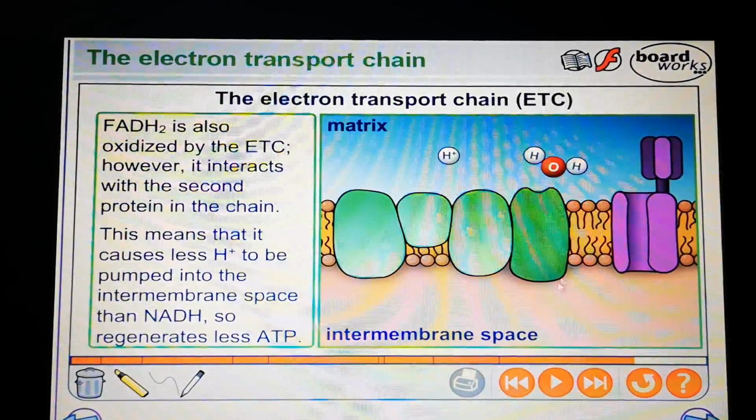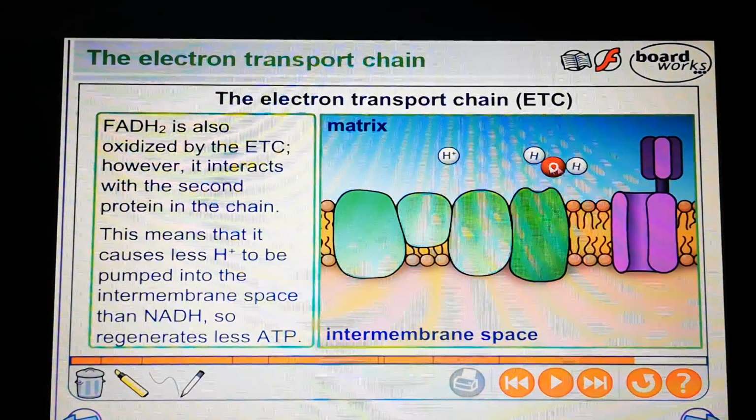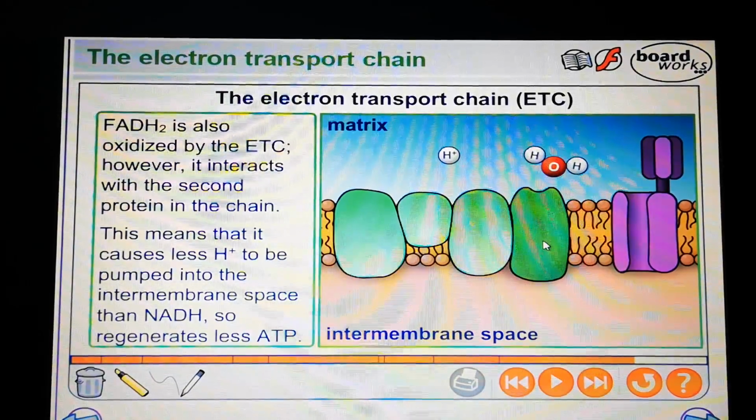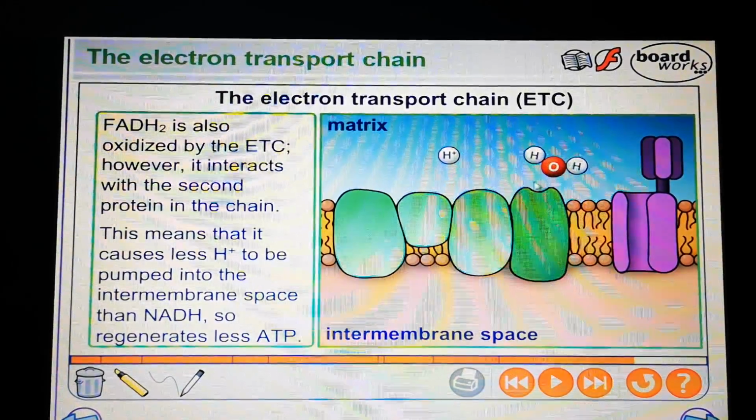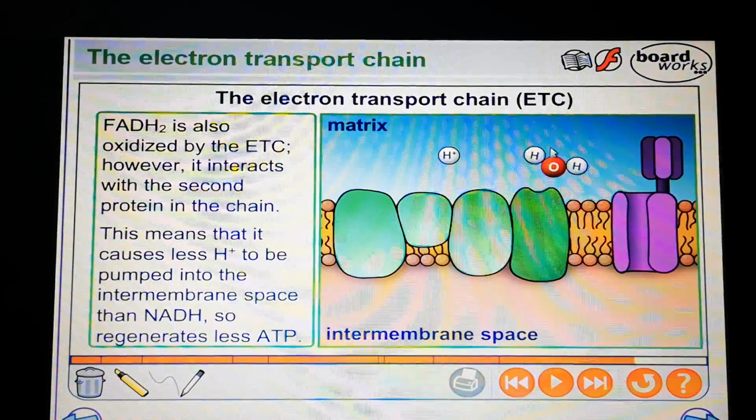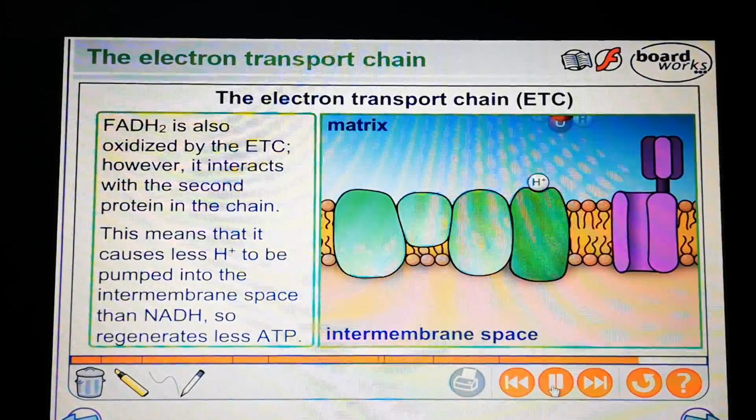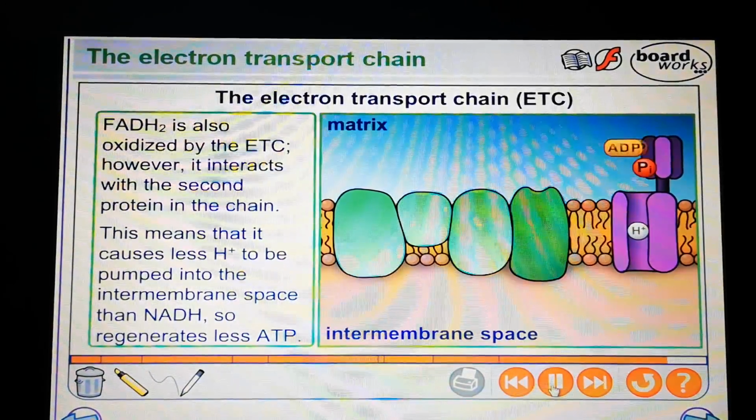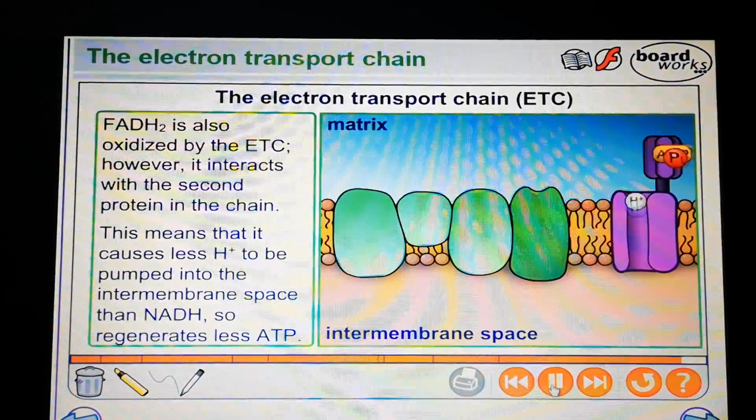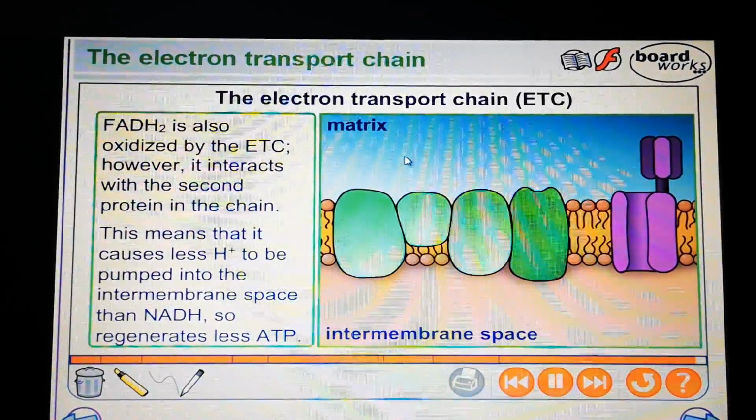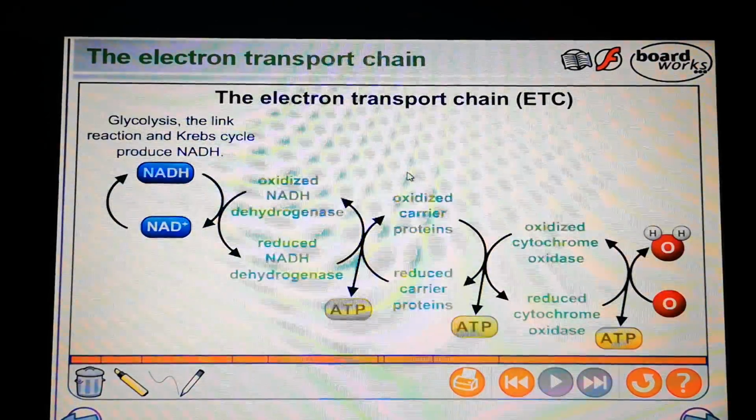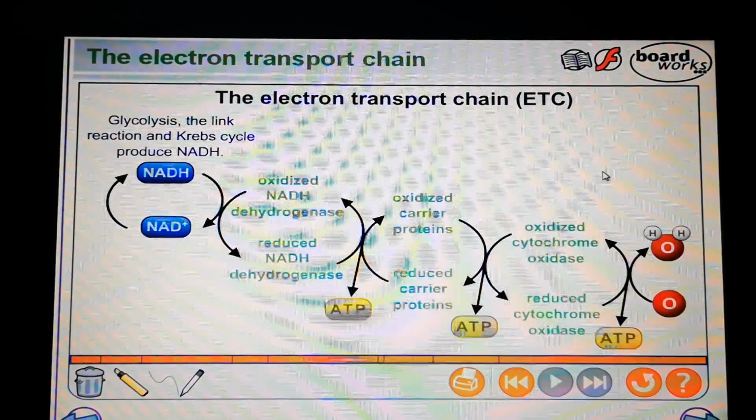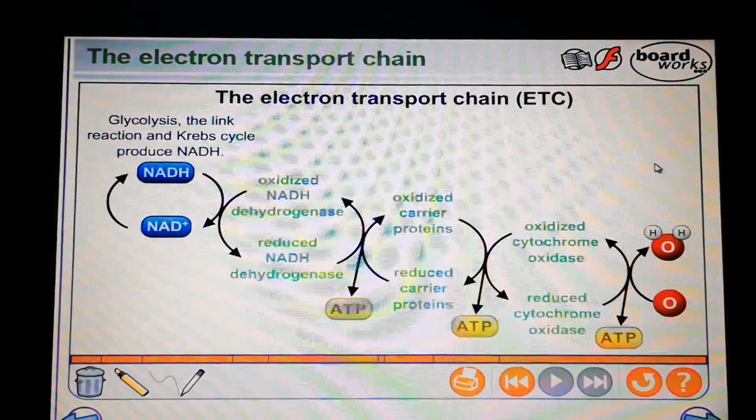And then the oxygen atom is going to come in, and that's going to be the final electron acceptor, and those electrons are going to combine with the protons to create a molecule of water, and that's going to pass out of the mitochondria. And that is oxidative phosphorylation, and that's going to happen time and time again, and they're going to be supplied with reduced NAD and reduced FAD as a result of the link reaction and the Krebs cycle. So hopefully you've understood that.